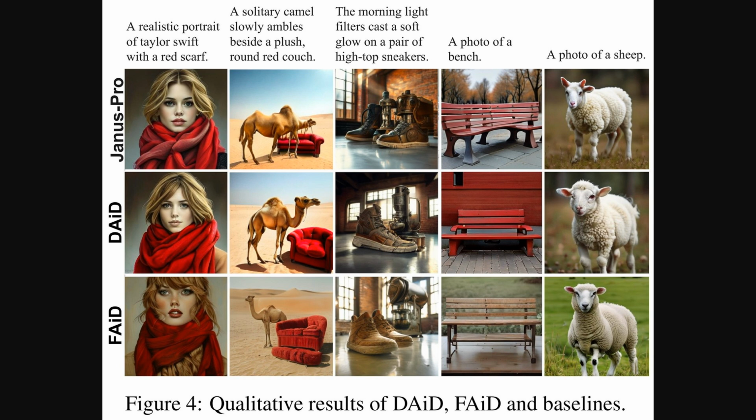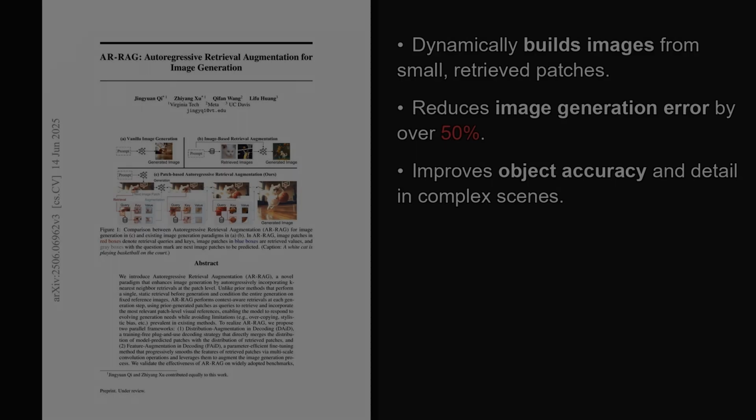Okay, and this next set of images gives us another look at the qualitative results. The top row shows the baseline model, Generative Pro. So for the prompt about a camel next to a plush, round, red couch, you can see it gets the camel and a red couch, but the couch itself is pretty standard. The middle row, using distribution augmentation in decoding, makes a subtle improvement. But the bottom row, with feature augmentation in decoding, really delivers. It generates a couch that is very clearly plush and round, showing how this method excels at capturing specific, tricky details.